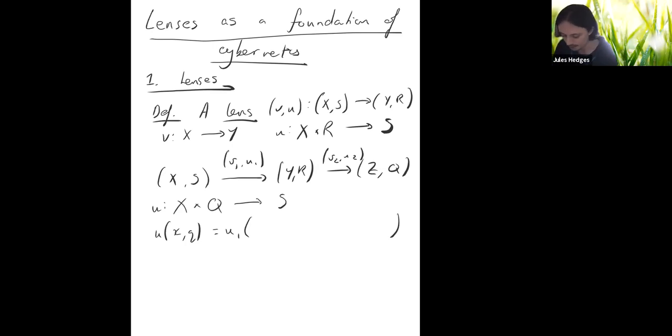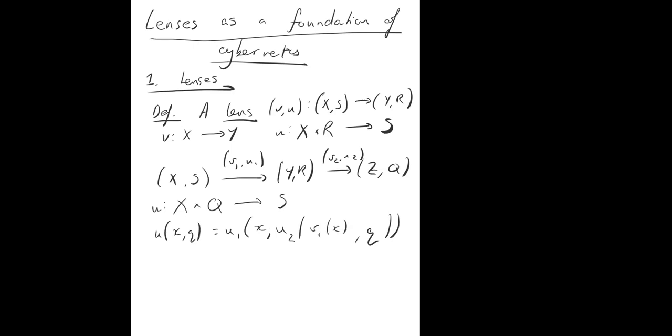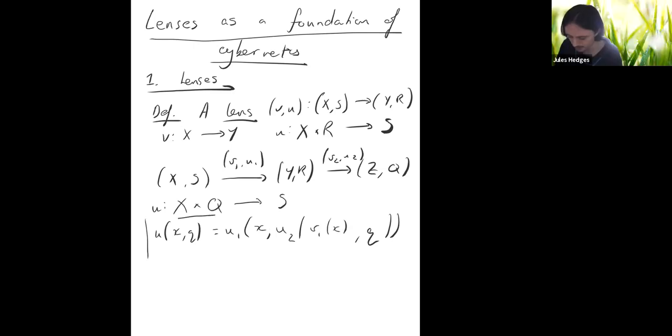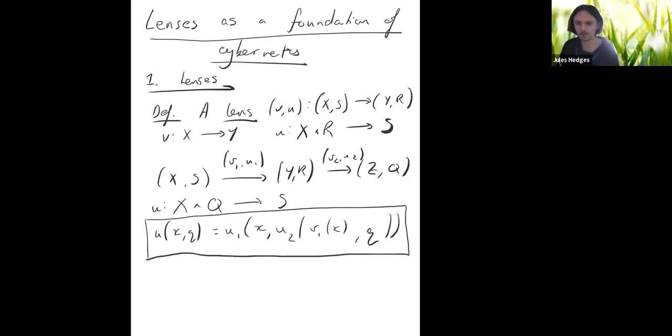It must be u1 of x with some r. How do we get an r? Well, it's u2 of something. So u2 is something and the q that we have. So we need a y, and the y is going to come from v1 of x. So this formula is like the lens composition law. So the non-obvious fact is that this composition is associative.